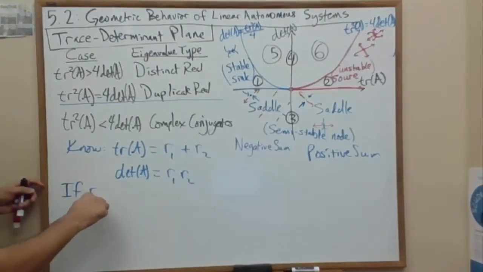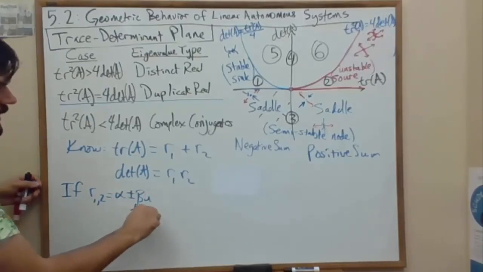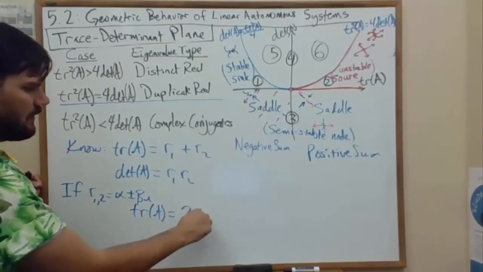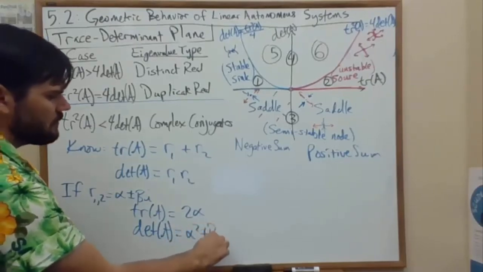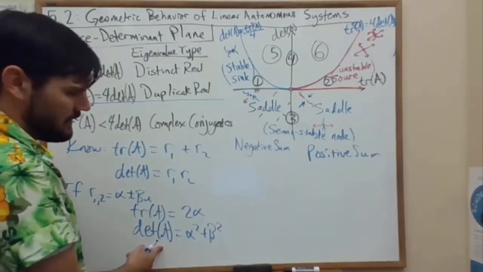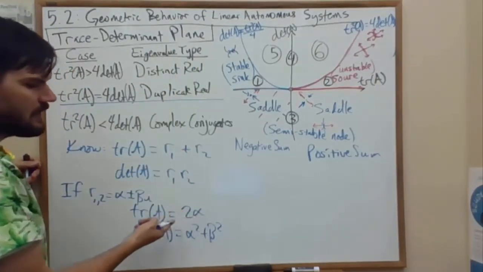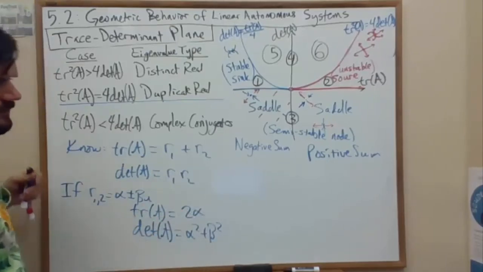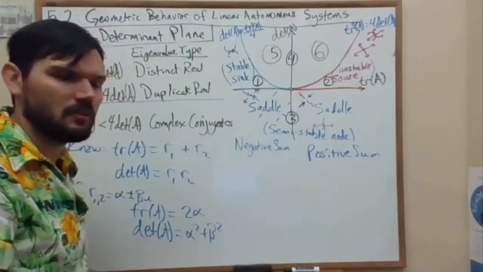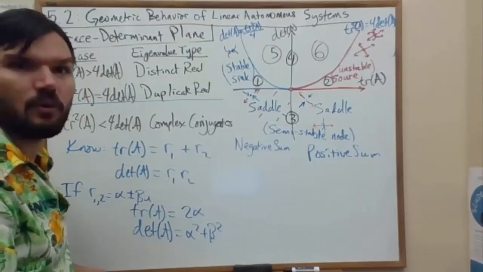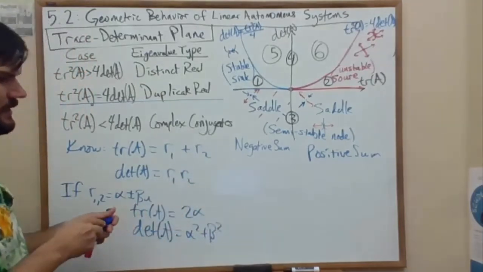So if R1 and R2 equal alpha plus or minus beta i, then the trace of A equals 2 alpha, and the determinant of A equals alpha squared plus beta squared. So the determinant has to be positive for us to have complex conjugate eigenvalues, but the trace tells you the alpha, the real part. And the real part tells you the exponential, whether it's increasing if alpha is positive, or whether it's decreasing to 0 if alpha is negative, or if it's 0, whether it's just orbiting around and oscillating back and forth with cosines and sines.